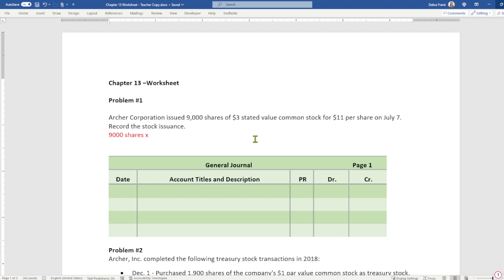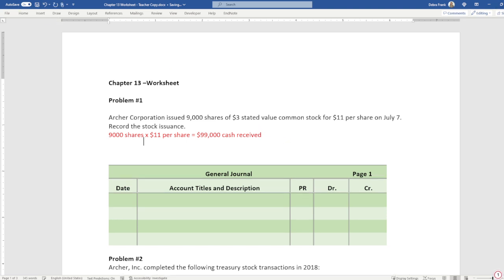So accounting for stated value stock is similar to accounting for par value stock. We have 9,000 shares and it was $11 per share. So this is how much cash the company, Archer Corporation, is getting for issuing their shares. So $11 per share, 9,000 shares. So that is 99, right? 11 times 9,000, so $99,000. Let's put a dollar sign for the cash received.